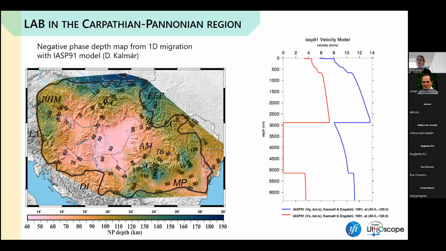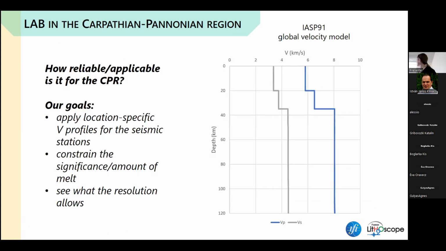But the issue with this is that the ISP 91 model is a global velocity model, which, if we zoom in a little bit, you can see uses a general velocity model. The question arises how reliable or how applicable it is for the Carpathian-Pannonian region, because, for example, it uses the same MOHO depth, around 35 kilometers, and we see no indication for a change around the LAB within this depth frame that we would be interested in.